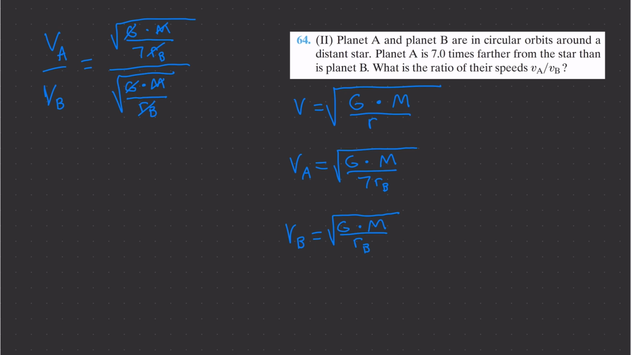And so then what I'm left with is the square root of 1 over 7 over the square root of 1. All right. And this is going to be the same thing as the square root of 1 over the square root of 7, which is going to leave me with just 1 over root 7. And that's where I'd probably end this. This is going to be the ratio VA over VB.